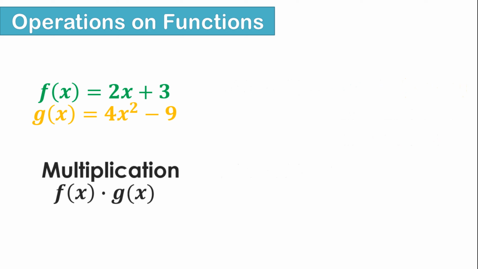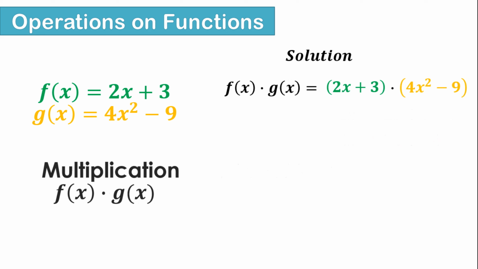So let's go to multiplication. Same thing. We go ahead and multiply, and we do the FOIL method here. By doing the FOIL method, you should reach this answer: 8x cubed plus 12x squared minus 18x minus 27. This is just really doing FOIL, expanding it.